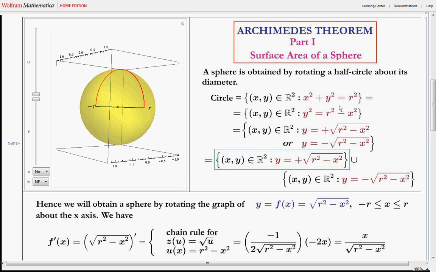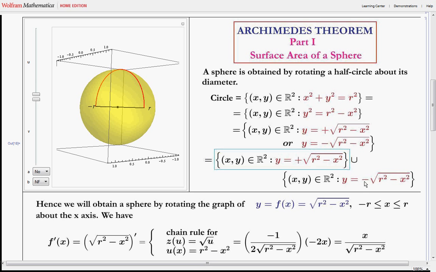So, moving x squared to the right side of the equation and then applying square root, we extract two solutions. One with plus sign, the other with minus sign. The two solutions naturally represent two half circles which comprise our circle. In particular, we can say that our circle is the union of the set of points (x, y) which satisfy the equation with the plus sign, and those points represent the upper half circle, and the set of points which satisfy this equation with the minus sign, and they represent the lower half circle.